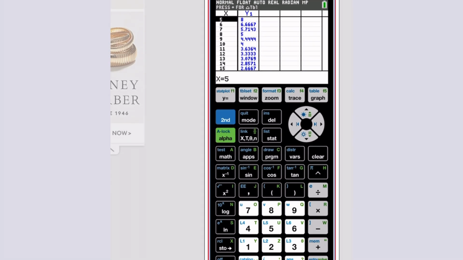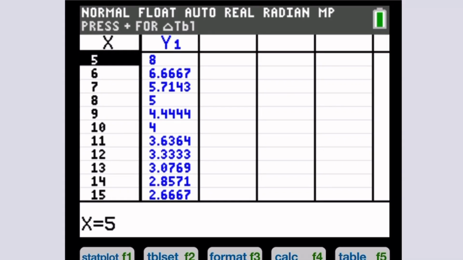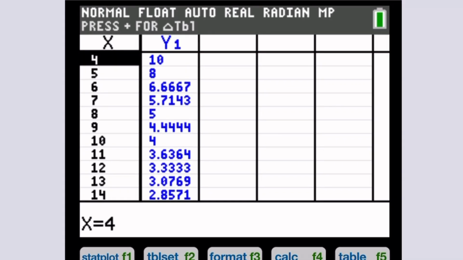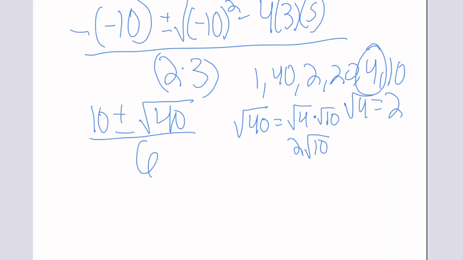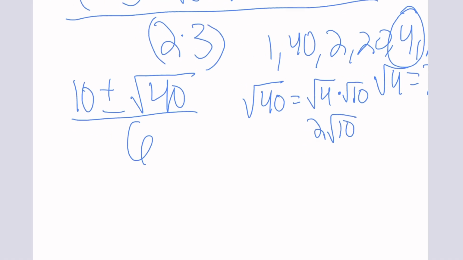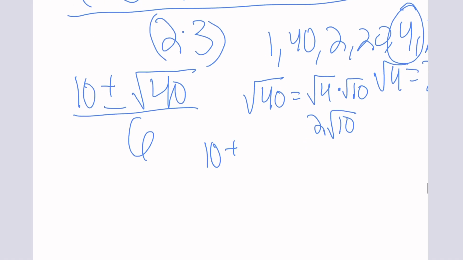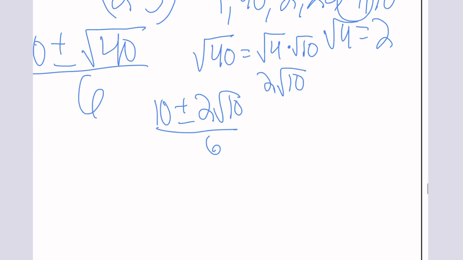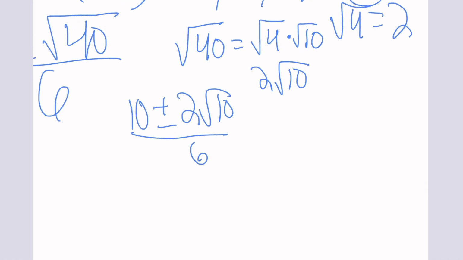So we see that 9 is a perfect square, but 9 times 4.4444, so that's not going to work. The next one is 4. 4 and 10 works, so that means radical 4 times radical 10 is radical 40. So you could do it in either of those two ways, and you get 10 plus minus 2 radical 10 over 6. So you could even leave this like this and you're still going to get it correct, but what I like to do is simplify it even more.